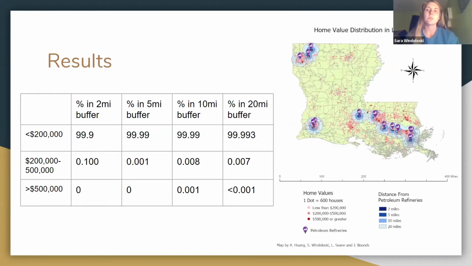So for the results for the home value distribution, we found that 99% of all the houses from 2 all the way to 20 miles out were under $200,000. And so you could see that. And then there were very few instances, as you can see in the table, of houses that were between 200,000 to 500,000, and then even above 500,000. The percentages were very, very small compared to those that were less than 200,000.